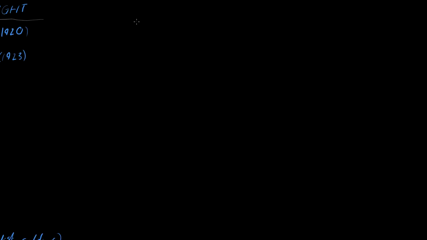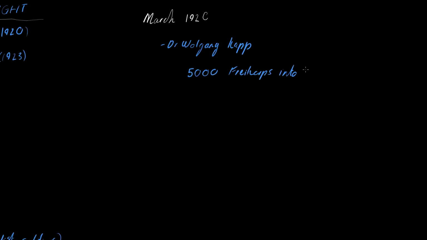So in March 1920, Dr. Wolfgang Kapp led 5,000 Free Corps into Berlin in a rebellion. And this was known as the Kapp Putsch. So I should write here, Kapp Putsch.